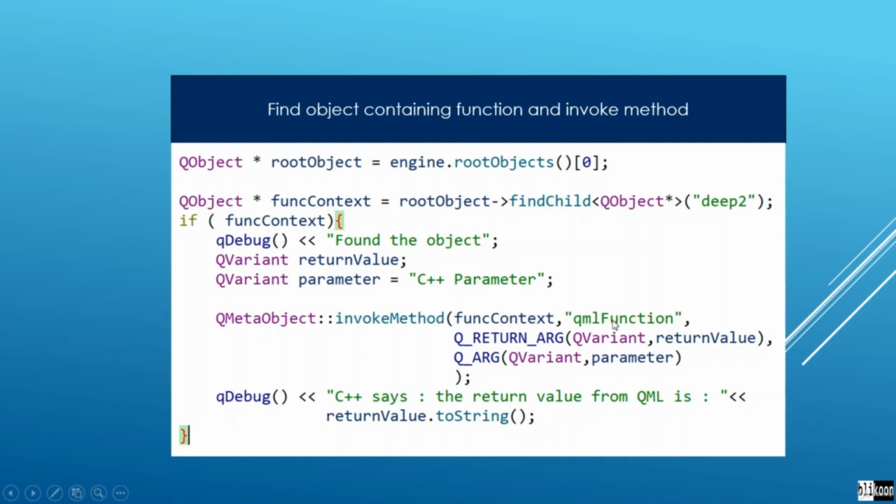The rest is really the same. You specify the name of the JavaScript function, you specify the return arguments, and you specify the parameters that you want to pass them. And the return value is going to be stored in your return value variant here. And if you want, you can access it or do anything you want with it. We're going to go to Qt Creator and play with this.